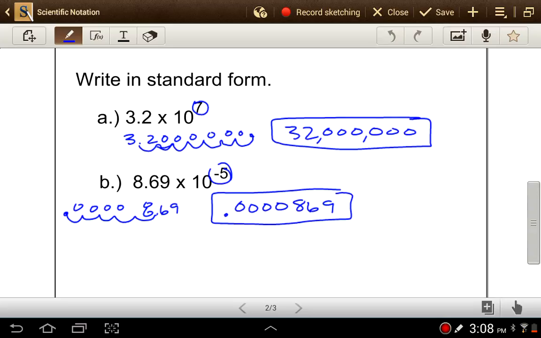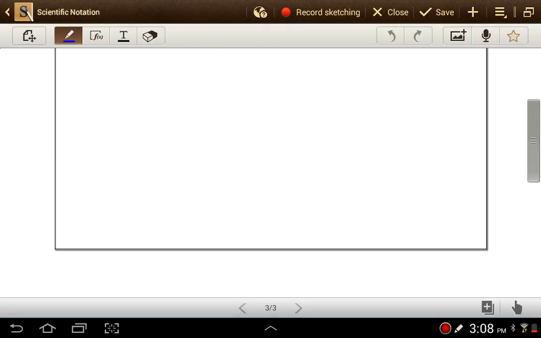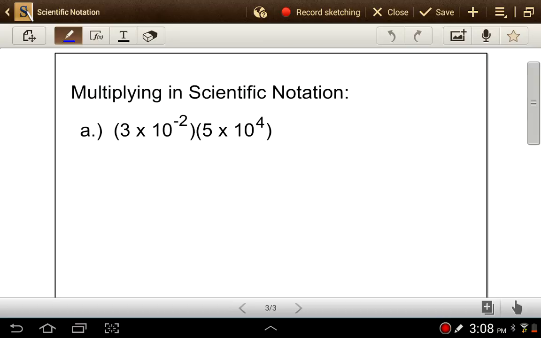In my last example, we're going to be multiplying in scientific notation. Basically, we're going to be multiplying in two parts. First, I'm going to multiply the 3 times the 5 to get 15. Second, I'm going to multiply 10 to the negative 2 times 10 to the 4. We just went over how to find our answer: negative 2 plus 4 is positive 2. So it's going to be 15 times 10 to the 2nd power.